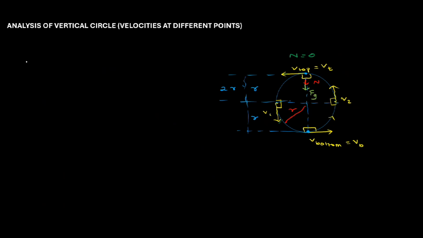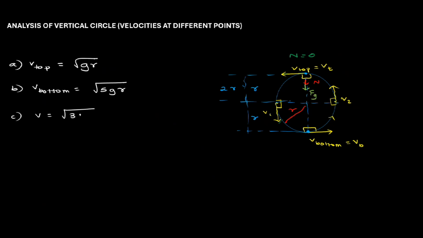So to summarize, for a vertical circle, the velocity at the top of the vertical circle is given as square root gr. The velocity at the bottom of the vertical circle is given as square root 5gr. And the velocity at a point midway on the vertical circle can be given as square root 3gr. So these are the three important velocities you must remember to solve problems related to vertical circles.